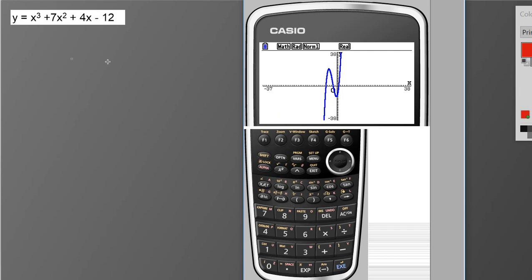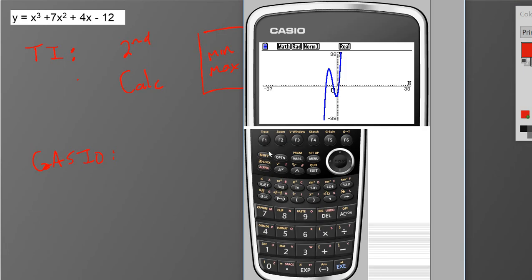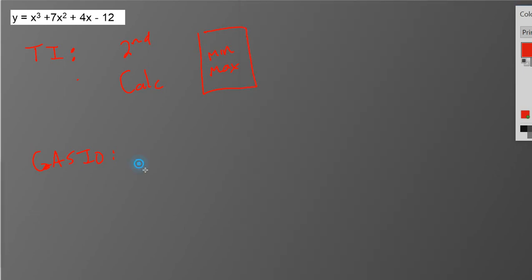Depending upon the calculator, we might need to do this a little bit differently. On a TI, we are going to press our second key, and then we're going to find at the top the word calc, which is going to be in blue, and then a menu is going to come up, and we're either going to select minimum or maximum. On a different calculator, such as the one I'm using right here, a Casio, our steps are to do the, let's see, what were the steps? Shift and G-Solve.